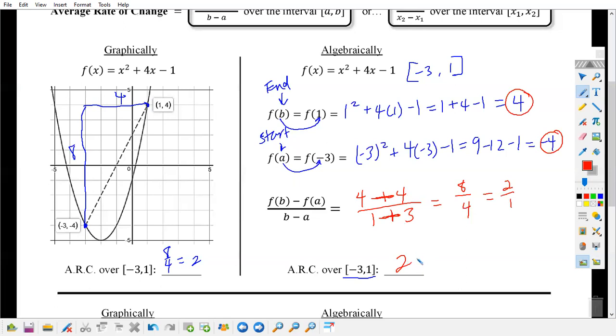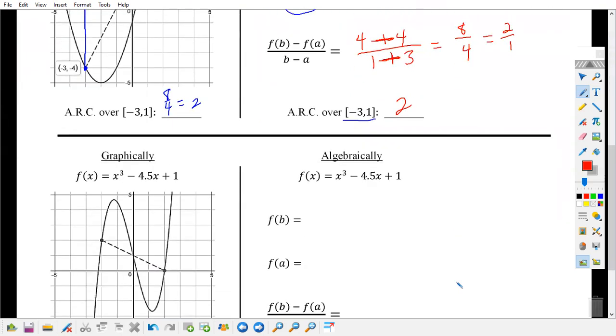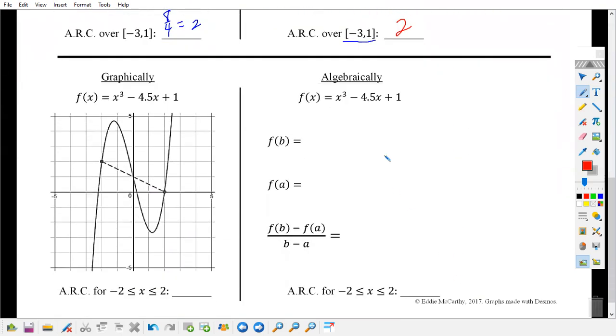Okay, the graph is going to be like your safety net. If you have the graph, that's what it's there for. So what I'm going to challenge you to do is the algebraic. Don't do the graph first. On our next example at your table, you're going to algebraically find the average rate of change on the interval from -2 to 2. Do it algebraically first, then check yourselves graphically.